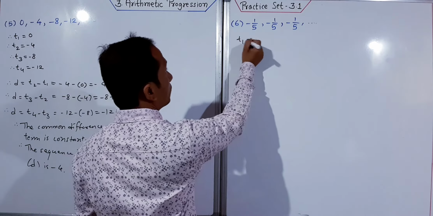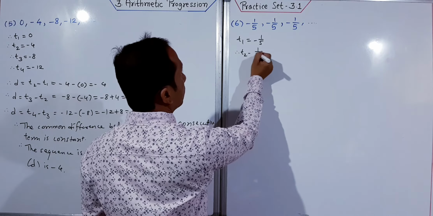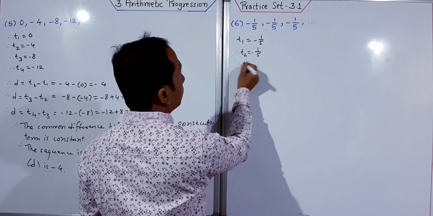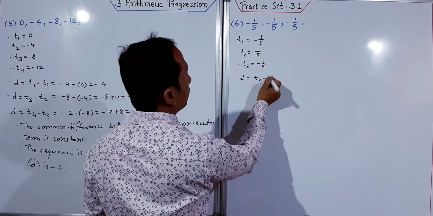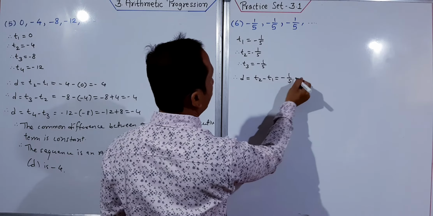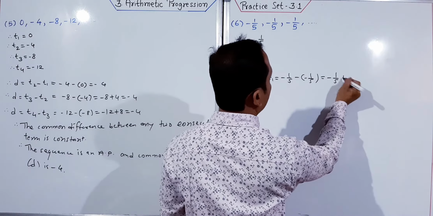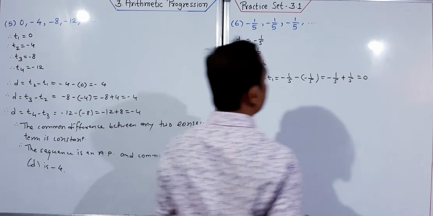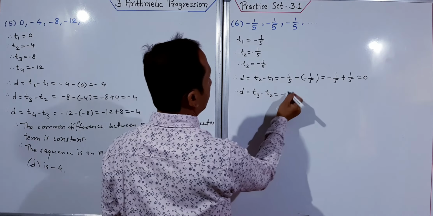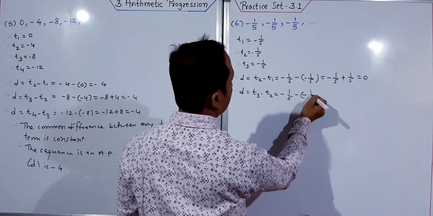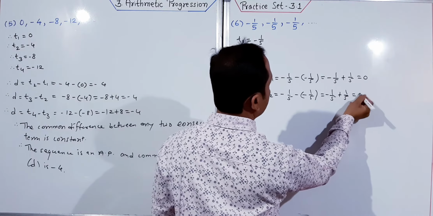Therefore T1 is equal to minus 1 upon 5, T2 is equal to minus 1 upon 5, and T3 is equal to minus 1 upon 5. Therefore T2 minus T1 is minus 1 upon 5 minus of minus 1 upon 5, so it is minus 1 upon 5 plus 1 upon 5, so it is 0. Therefore D is equal to T3 minus T2, minus 1 upon 5 minus of minus 1 upon 5, so it is minus 1 upon 5 plus 1 upon 5, and it is also 0.